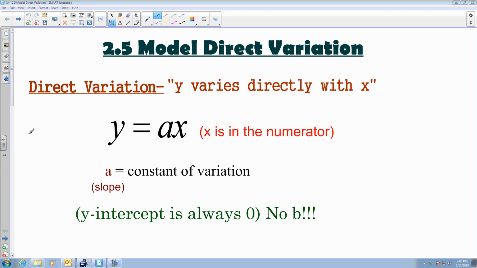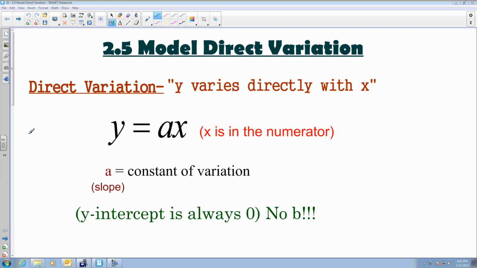Alright, so now we're in 2.5 where we're modeling direct variation. Direct variation is a concept where the variable y varies directly with x, and it comes as a general formula of y equals a times x, where x is in the numerator at all times, and a is what is called the constant of variation. In other terms, if you were to graph it, that would be considered our slope.